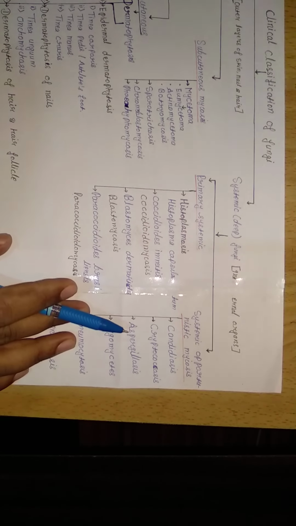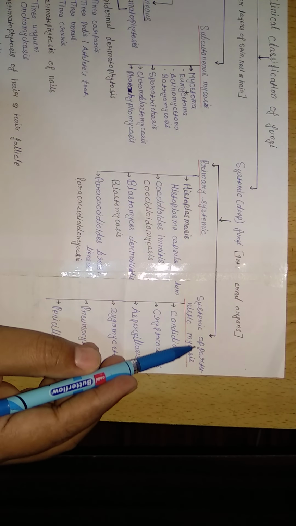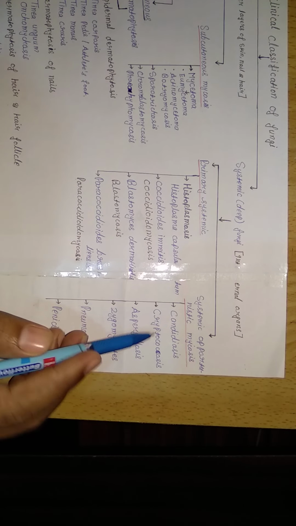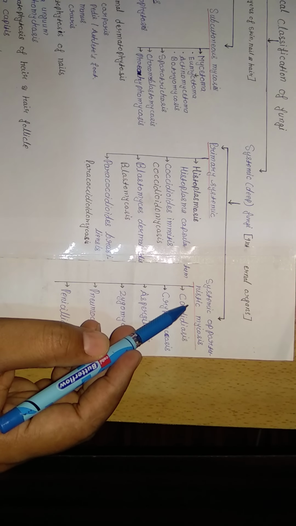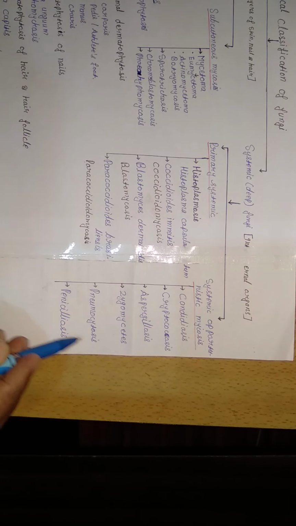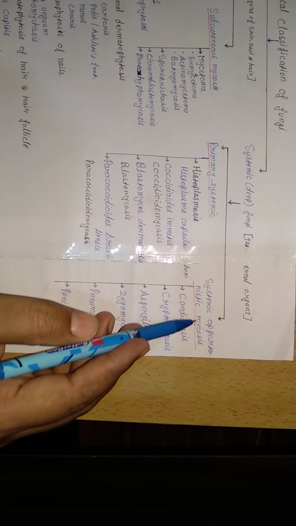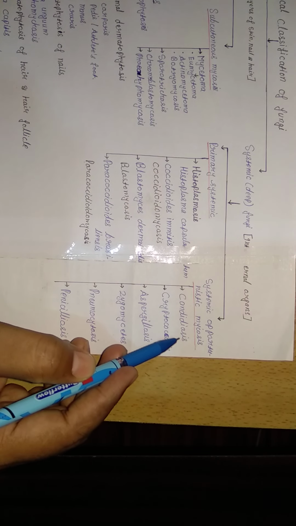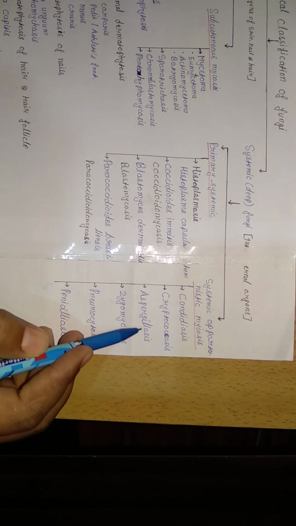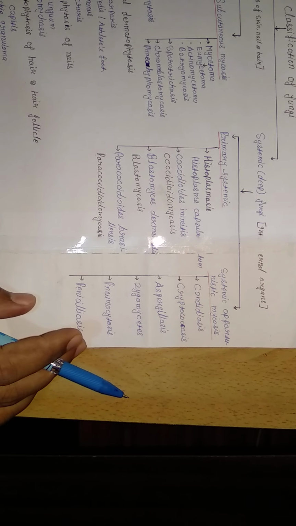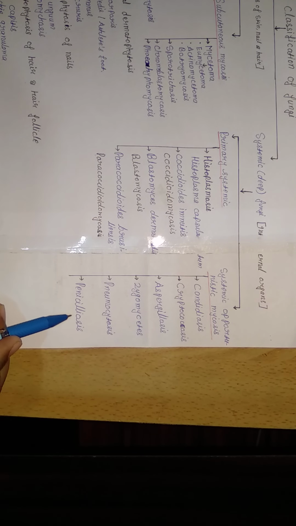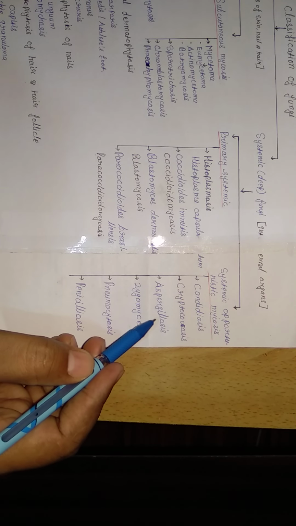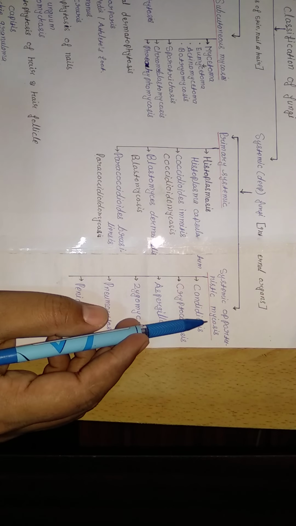So now guys, I am telling about the systemic opportunistic mycosis. These are the fungal infections which come under the systemic opportunistic mycosis: candidiasis, cryptococcosis, aspergillosis, zygomycosis, pneumocystosis, and penicilliosis.